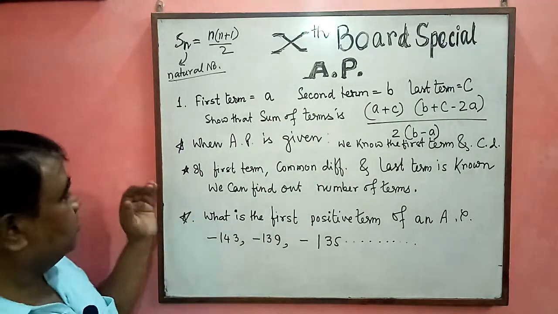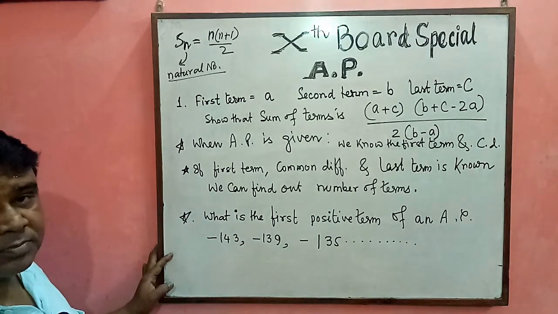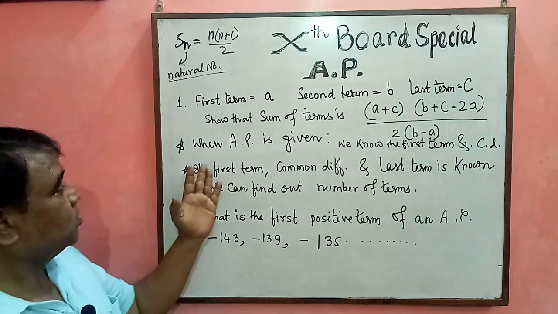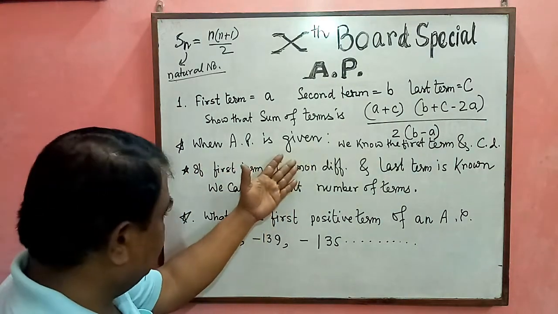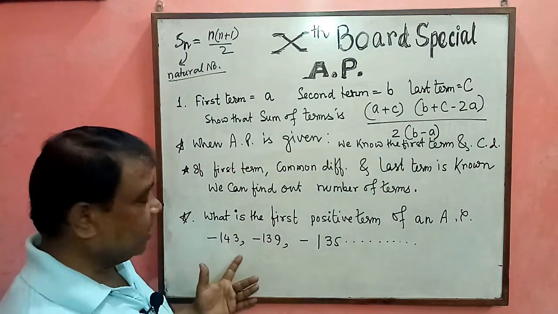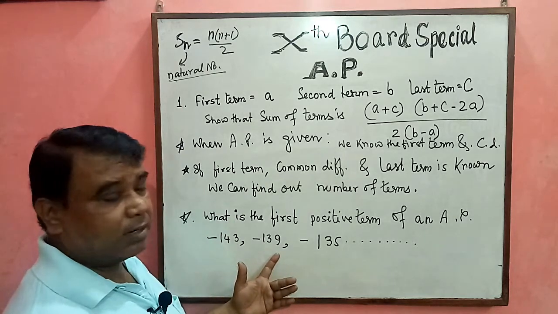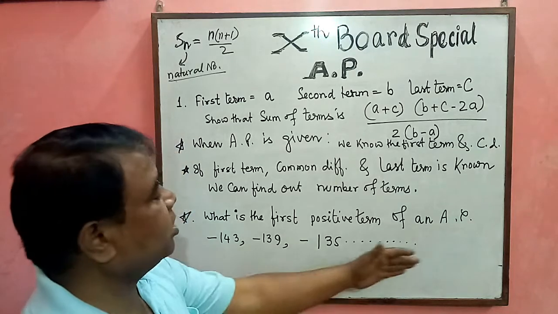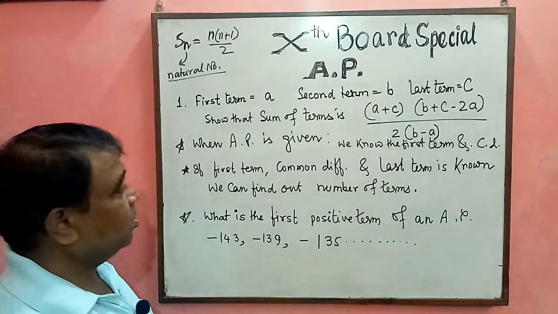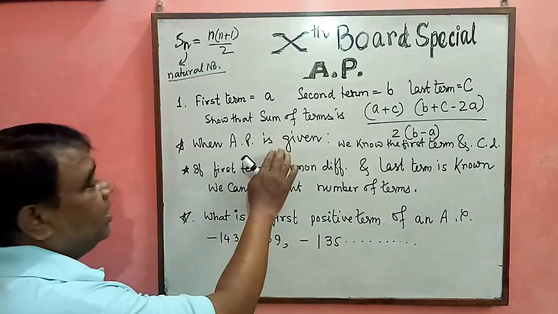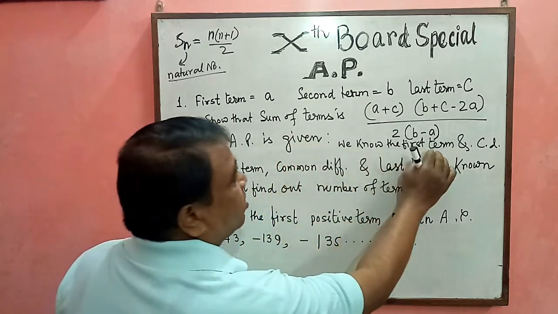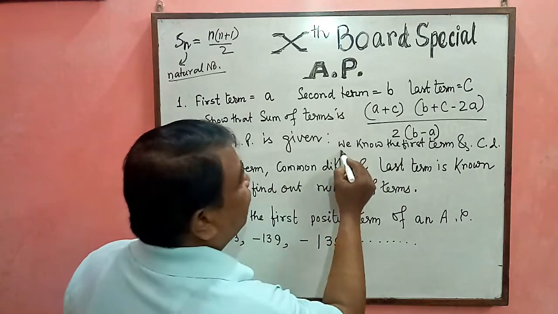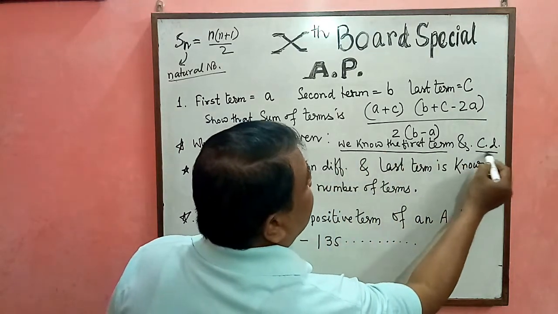Here, there are 3 stars. I want to share something with you all. When an AP is given, like minus 143, minus 139, minus 135, it is progressing this way. Here it is written, when an AP is given, we know the first term and common difference very easily.